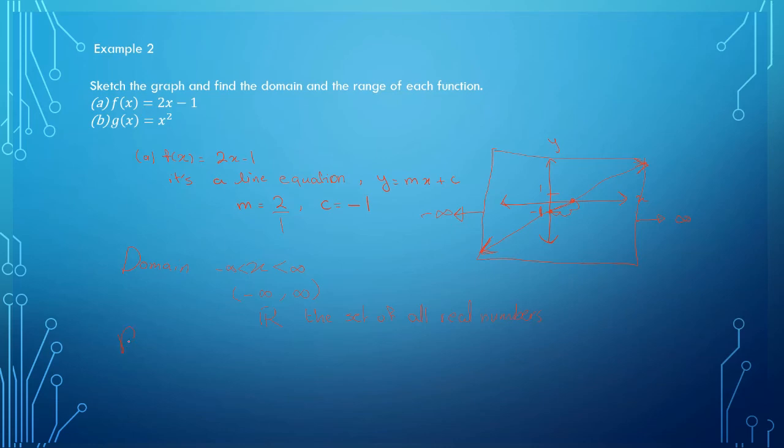Okay, for the range we will look at the rectangle according to the y-axis, and we can see it's growing like this to minus infinity and grows like this to infinity. So y will take values from minus infinity to infinity. Okay, and it's the same, we can write it as an open interval from minus infinity to infinity, or the symbol R, which is the set of all the real numbers. Okay, what about b?